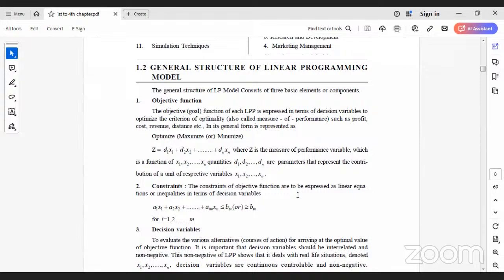Constraints: the constraints of the objective function are to be expressed as linear equations or inequalities in terms of decision variables, a1 x1, a2 x2 and so on, aim xn, less than or equal to bi, or greater than bi.